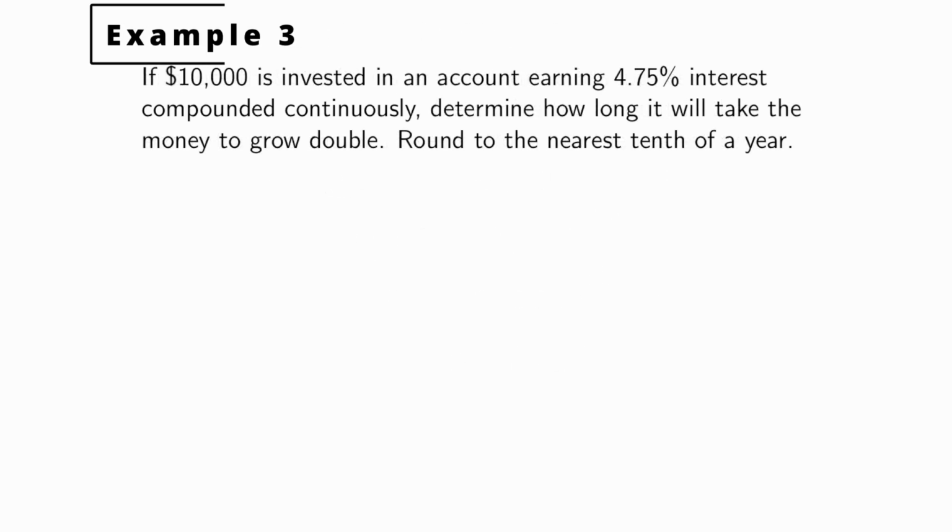$63,892.66. Example 3. If $10,000 is invested in an account earning 4.75% interest compounded continuously, determine how long it will take the money to grow to double. Round to the nearest tenth of a year.